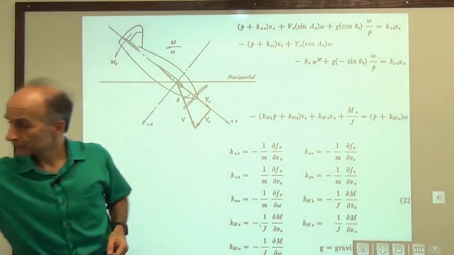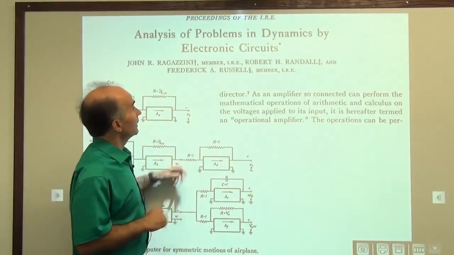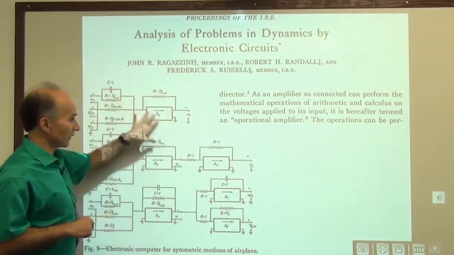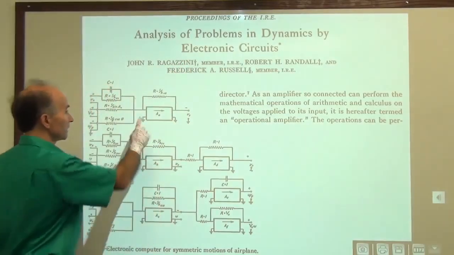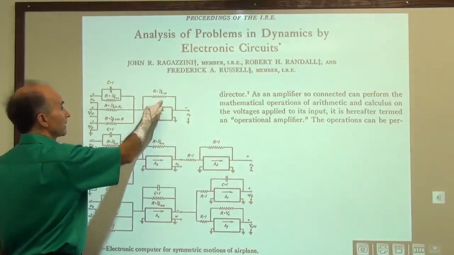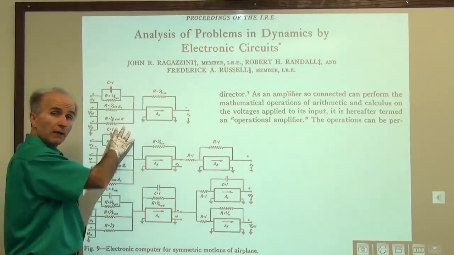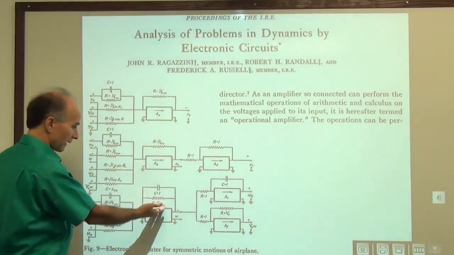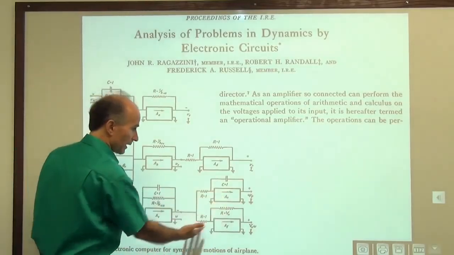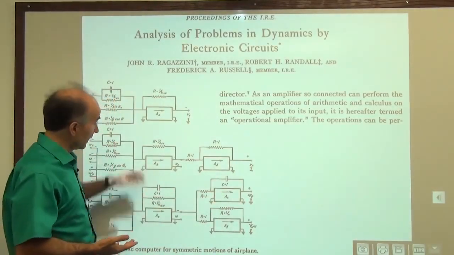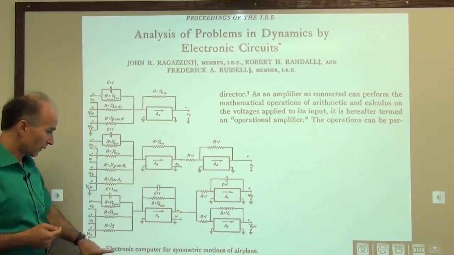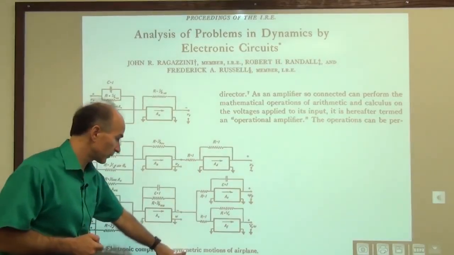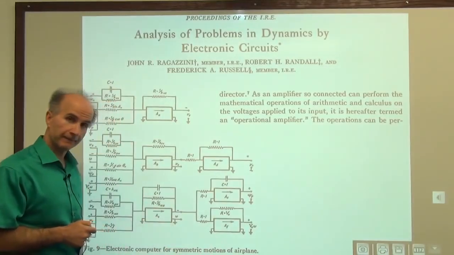So for example, in this paper back in 1947, the author shows all these circuits that are based on op-amps. So this is an op-amp, and it says you can connect some devices around it. In fact, we will see some examples of that today. You have different types of devices connected to these op-amps, and they perform different types of functions. And he proposes this for what he calls an electronic computer for symmetric motions of airplane.